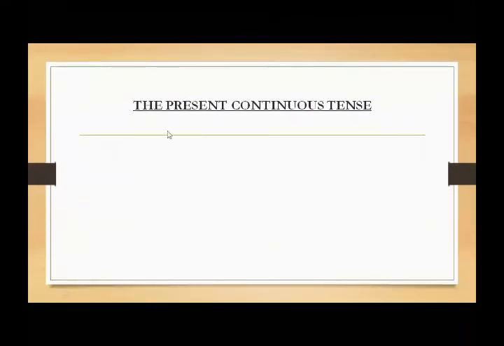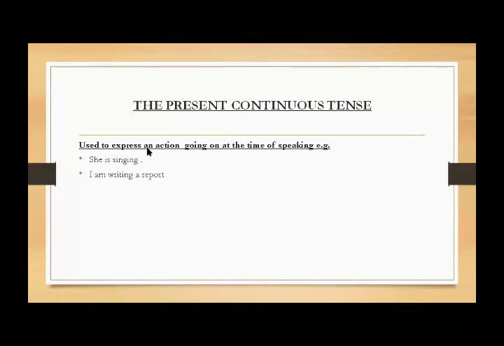Now let's see the present continuous tense. So what are the uses? Number one, it is used to express an action going on at the time of speaking, just like I am teaching you. Here the examples are, she is singing, and right now when it is spoken, she must be singing. I am writing a report.